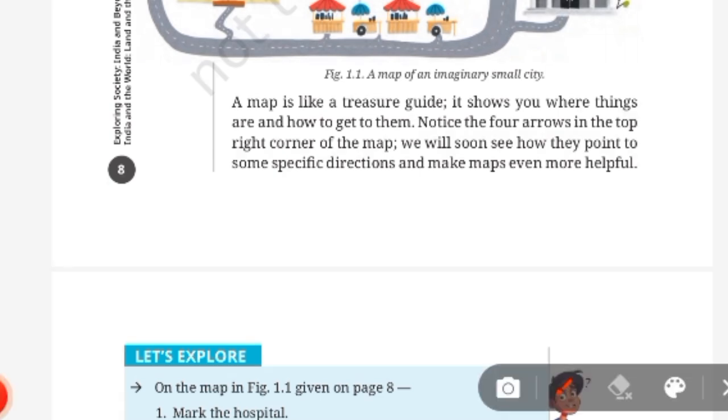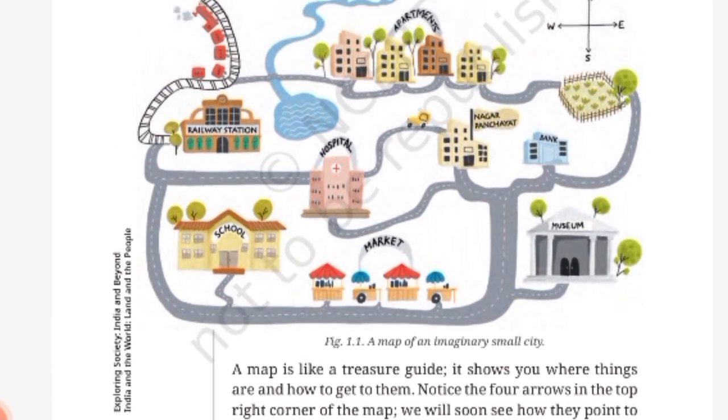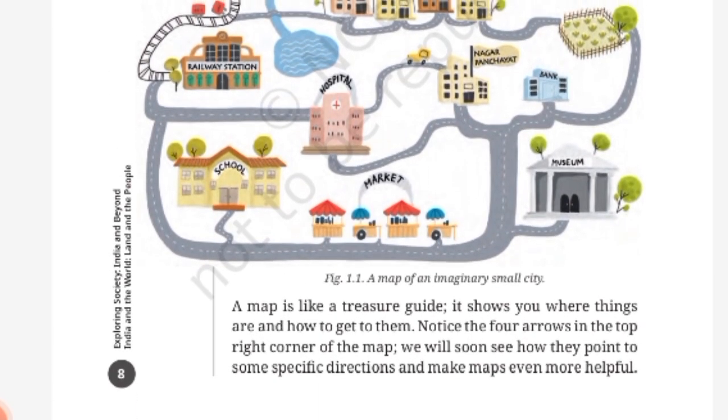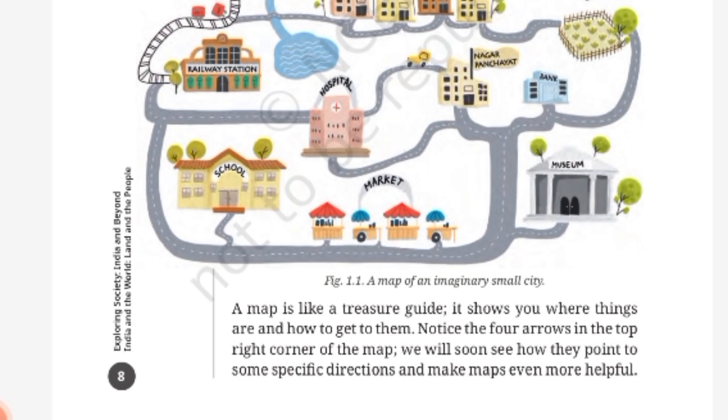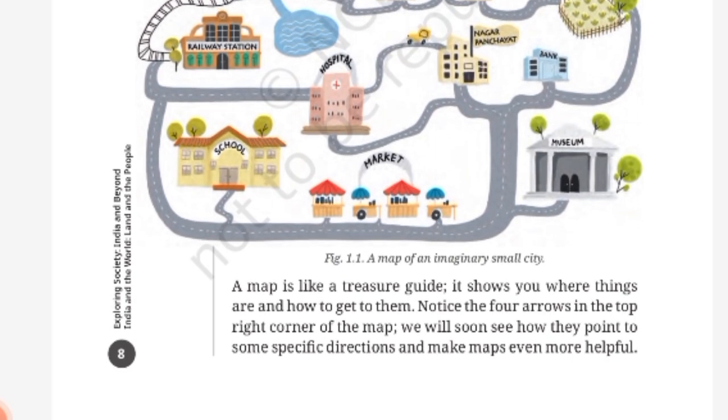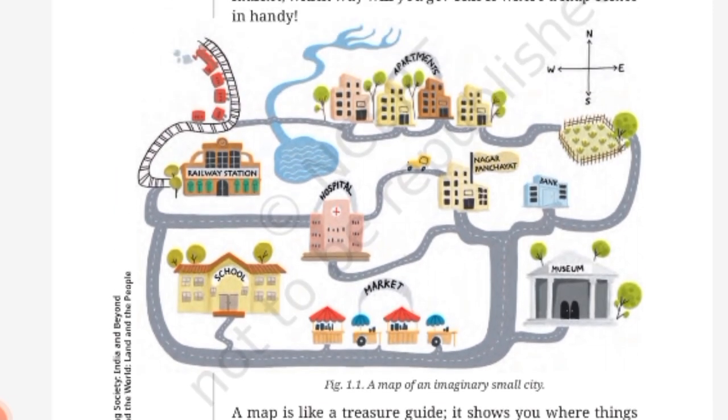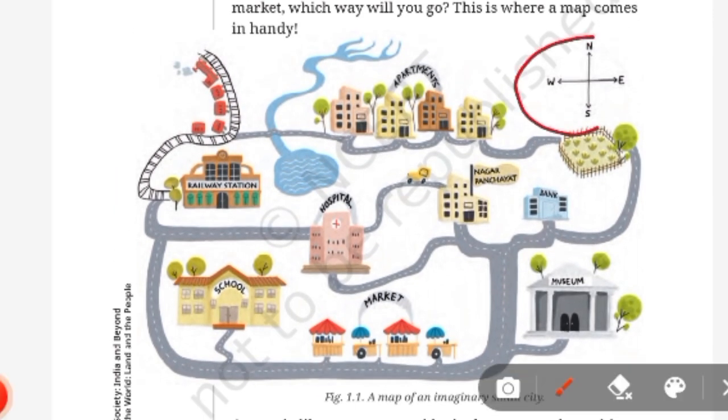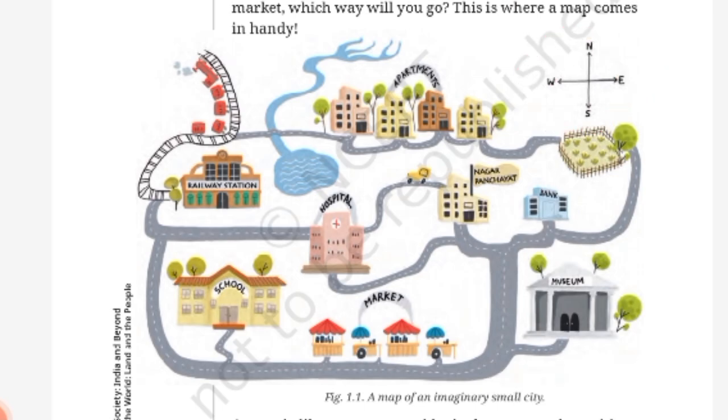So, a map is just like a treasure guide. Just mark it. It shows where things are and how to get to them. Notice the four arrows in the top right corner of the map. Here it is. We will soon see how they point to some specific directions. So we have four cardinal directions: north, east, south, west. Okay, so these are the four cardinal directions.